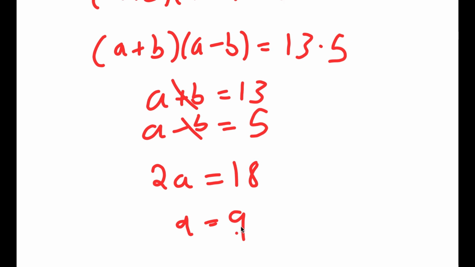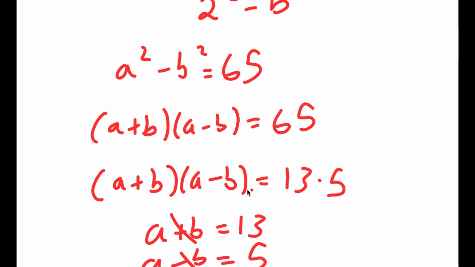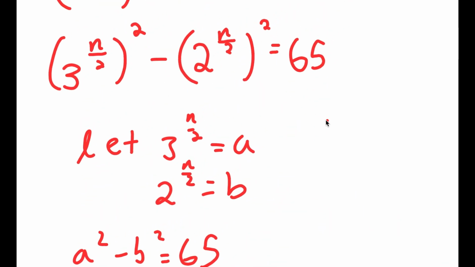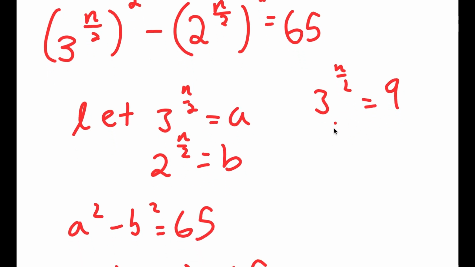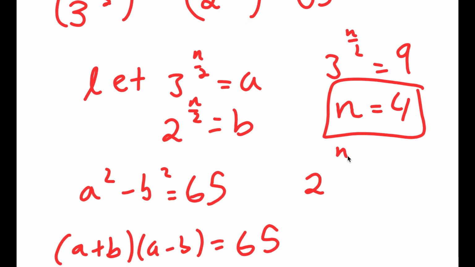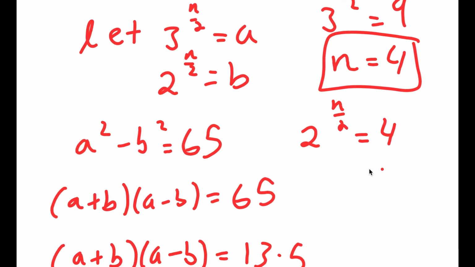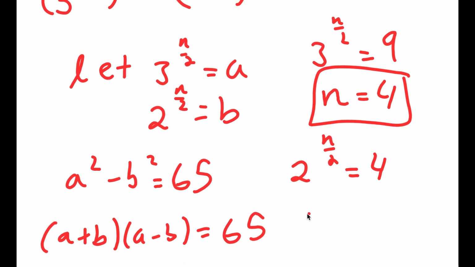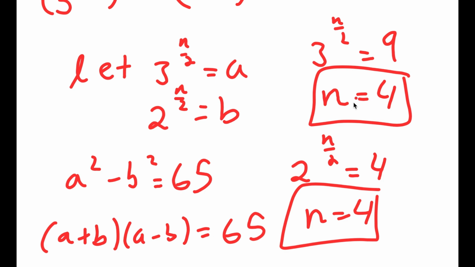And if a equals 9, I can go ahead and plug back into one of these equations. I'm going to do here, so I get 9 minus b is equal to 5, meaning b is equal to 4. So a equals 9 and b equals 4. Now remember how we let a equal 3 to the power of n over 2. So 3 to the power of n over 2 equals 9, meaning n is equal to 4. And 2 to the power of n over 2 is equal to 4, meaning, again, n is equal to 4. So this is my solution.